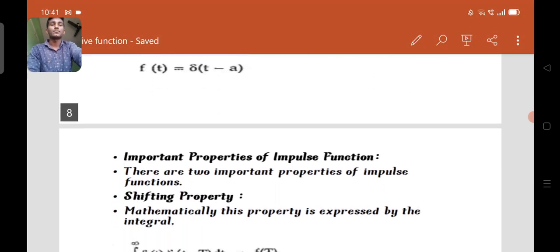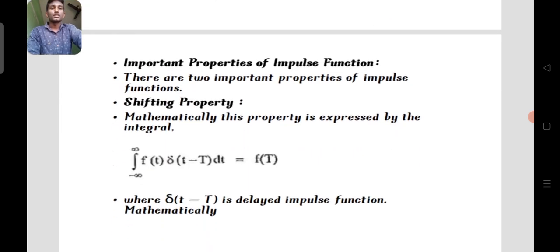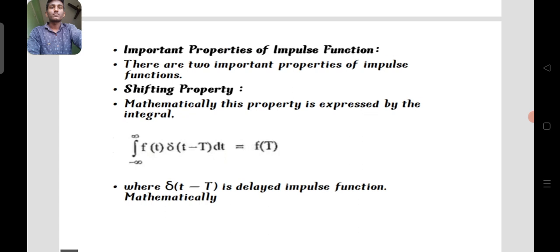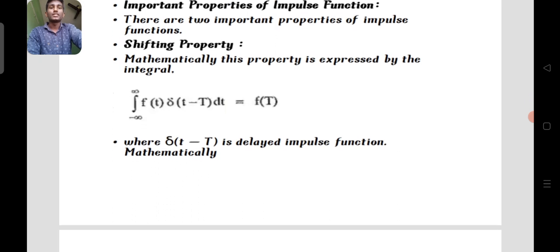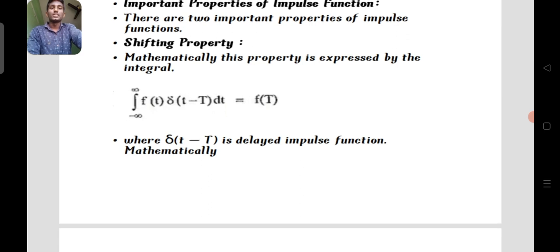So we get f of t equal to delta of t minus a. Here are some important properties of the impulsive function. There are two important properties. The first one is the shifting property. Mathematically, this property is expressed by the integral of f of t into delta of t minus T dt, with limits minus infinity to positive infinity, which is equal to f of T. Here delta of t minus T is the delayed impulsive function.